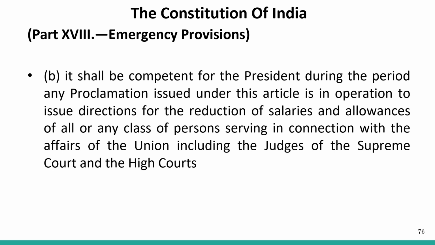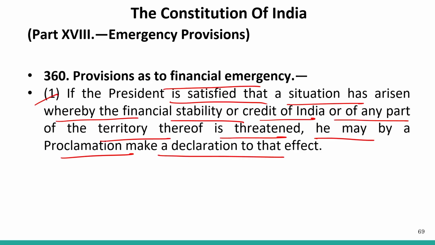the maximum time period through which it can be extended is 6 months. The minimum time period, if it has been approved by the parliament, is 1 month. If you talk about internal disturbances or state machinery breakdown because of which the emergency has taken place, if it has been approved, it can go up to a maximum period of 1 year. And if it has not been approved, it will cease to operate after 2 months. The same goes for the financial emergency also. So with this, we have completed the emergency provisions of the Constitution.